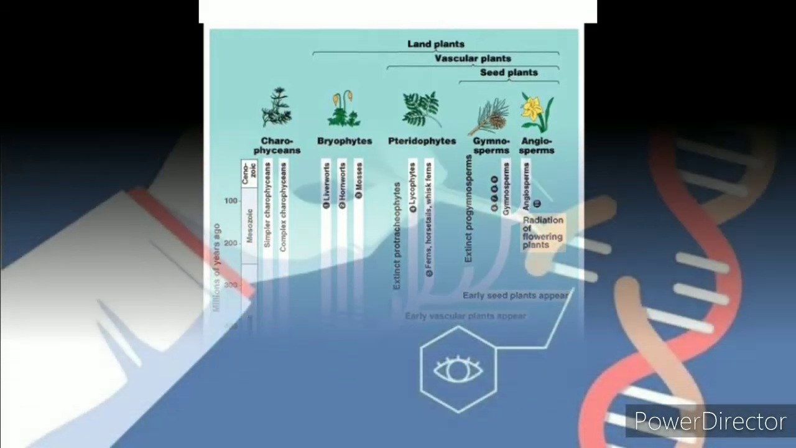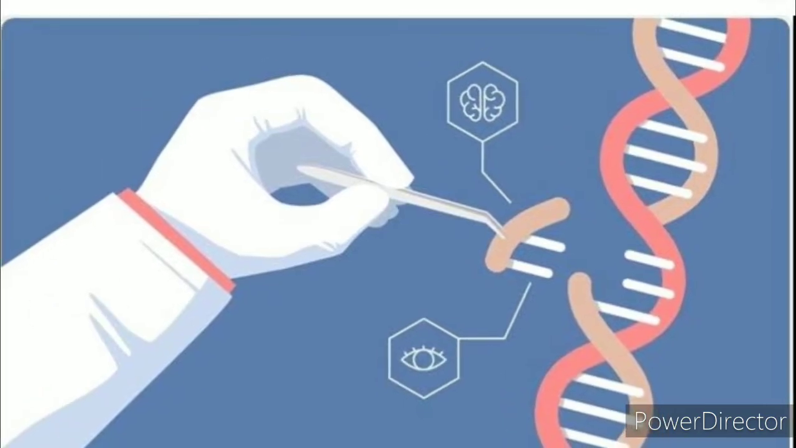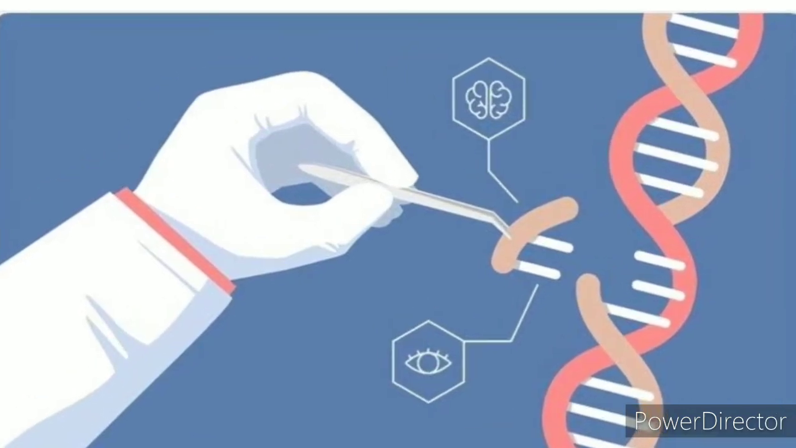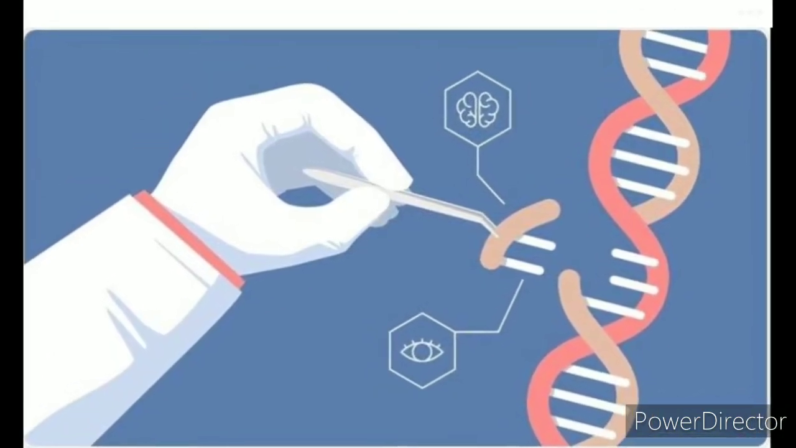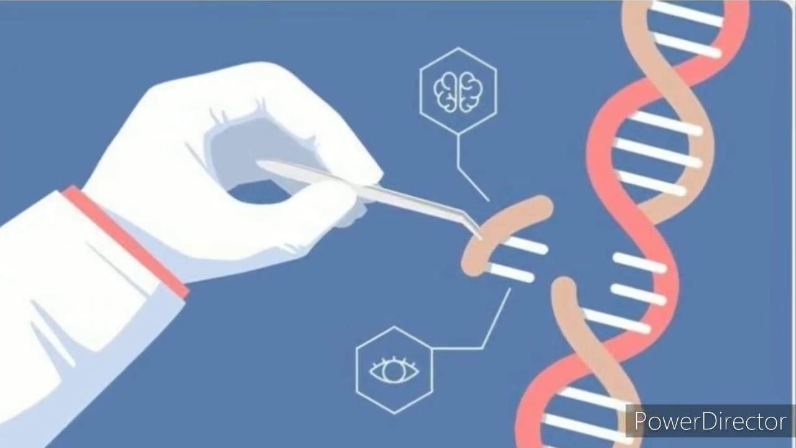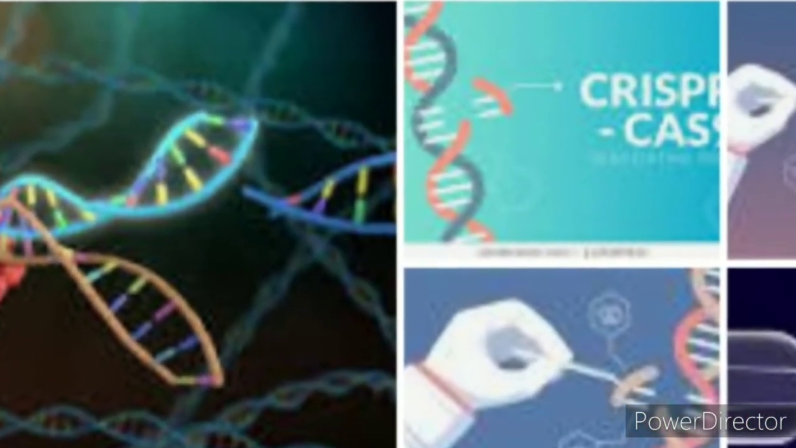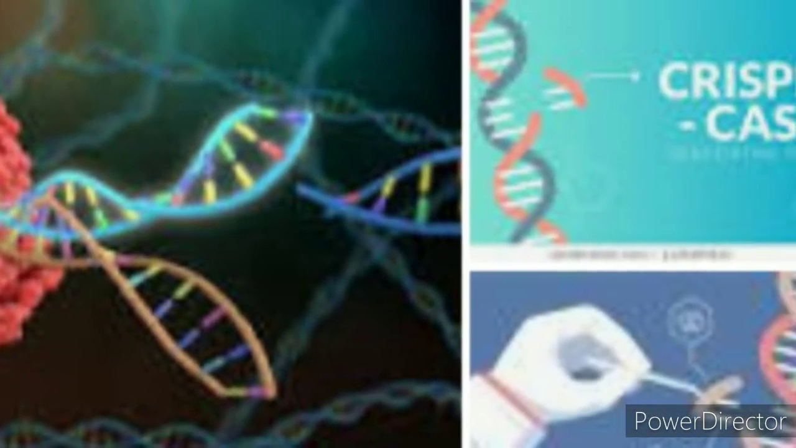Next one is genome editing and CRISPR-Cas9. Genome editing or gene editing is a group of technologies that has the ability to change an organism's DNA. These technologies allow genetic material to be added, removed or altered at particular locations in the genome. Several approaches to genome editing have been developed. The recent one is CRISPR-Cas9, which is short form of clustered regularly interspaced short palindromic repeats and CRISPR associated protein 9.